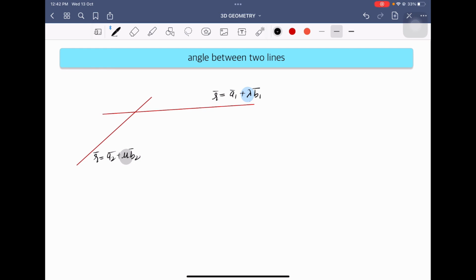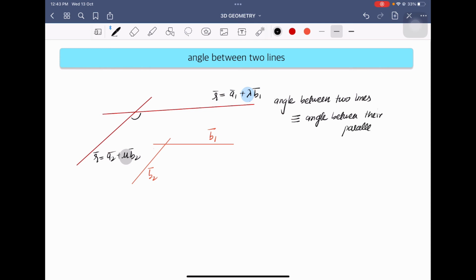Now, we have to find the angle between these two lines. We have a parallel vector to each of them. The parallel vectors are b1 and b2. For the first line, the parallel vector is b1. For the second line, the parallel vector is b2. So it is equivalent to say that the angle between two lines is also equivalent to finding the angle between their parallel vectors. We know how to find the angle between vectors using the dot product.